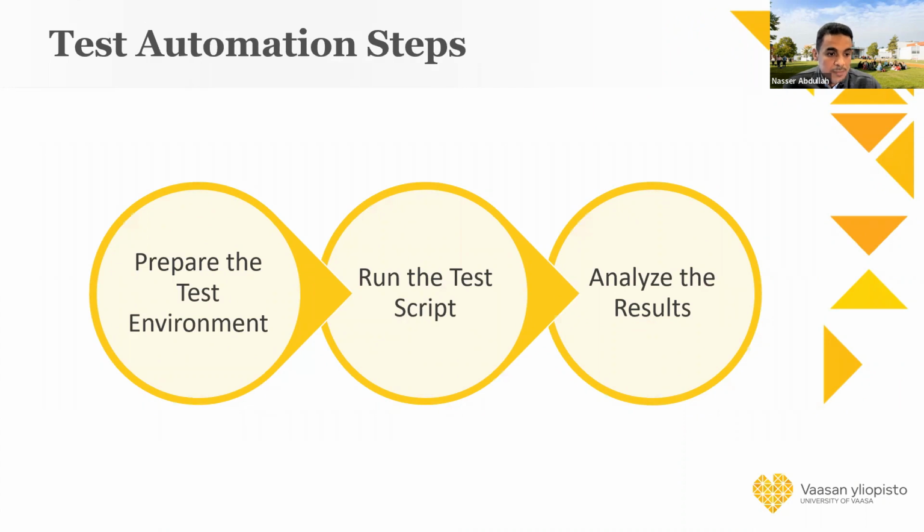Now, the test automation steps. For example, you have selected the test tools. What steps do you have to follow? First of all, you have to prepare the test environment and test script. Prepare everything, for example, the test data, the input, and the test script as well, because the tool only runs the test script. Then run the test script. After that, analyze the result.